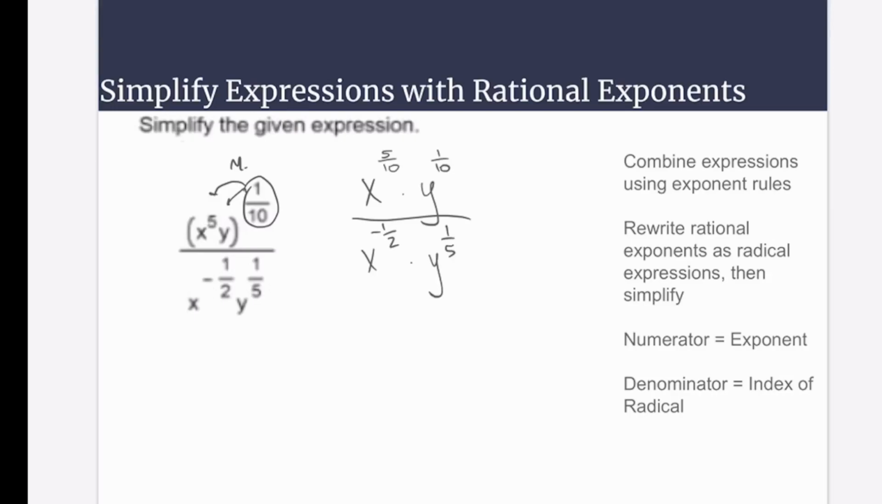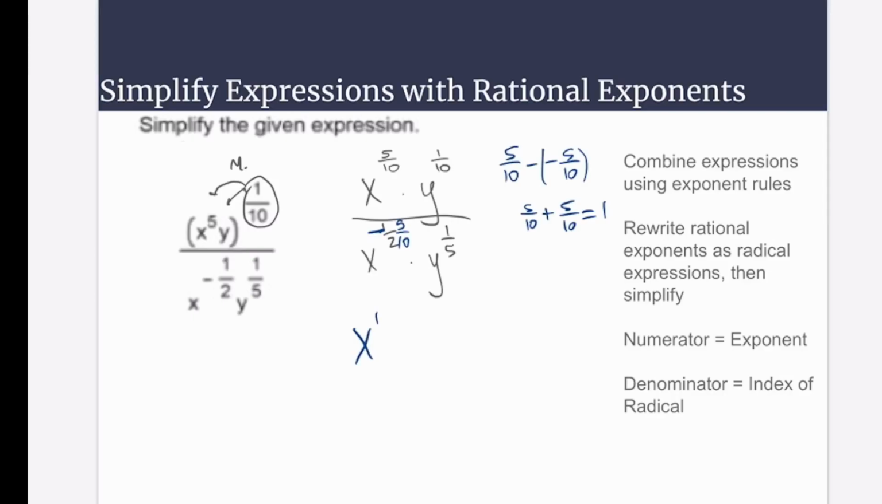So we have a division problem, which means we are subtracting those exponents. We need common denominators. So negative 1/2 would actually change to negative 5/10. So 5/10 minus negative 5/10 is actually 5/10 plus 5/10, and that gives us 1. So we're going to have x to the first power.